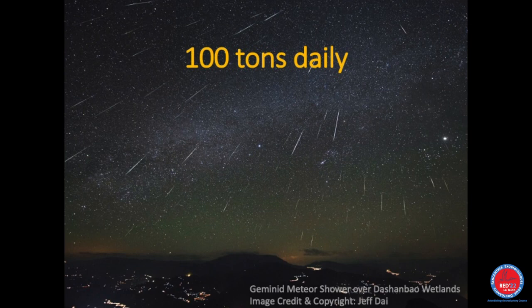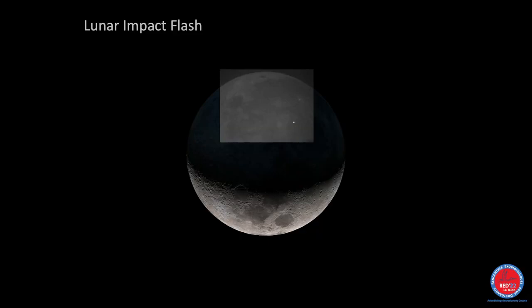Luckily for us, most of this material is in the form of very small pieces. Most of it is about the size of a grain of sand, or smaller, which for us only produces those nice visible effects, but they can have very important results in other locations, which we are going to cover. However, from time to time, we have larger impacts happening.